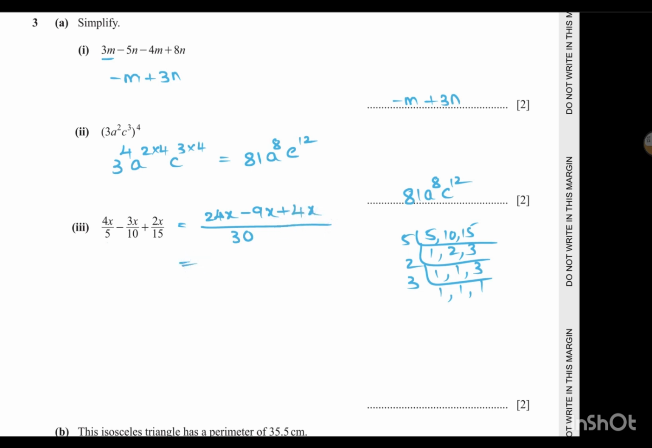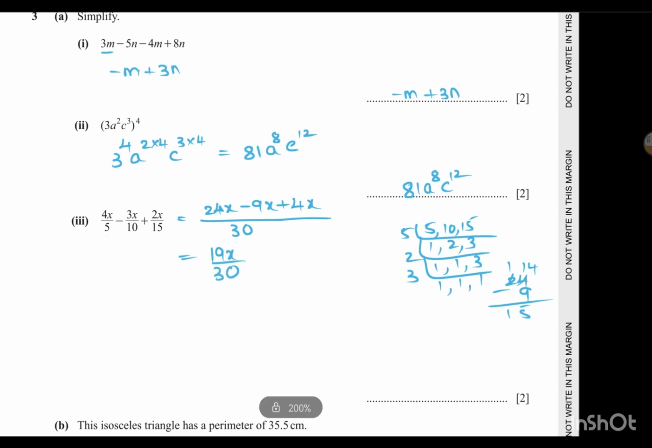So 24x minus 9x is 15x. 15x plus 4x will be 19x. So here it is 19x by 30. So this is the answer here. The simplified answer, 19x by 30. This is done. Question number B now.